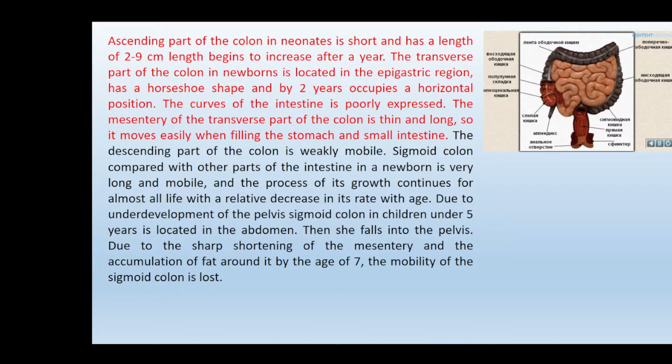Due to the underdevelopment of the pelvis, the sigmoid colon in children under 5 years is located in the abdomen. Then it falls into the pelvis due to sharp shortening of the mesentery and the accumulation of fat around it. By the end of 7 years old, the mobility of the sigmoid colon is lost. Just after 7 years old, the sigmoid colon loses its mobility.